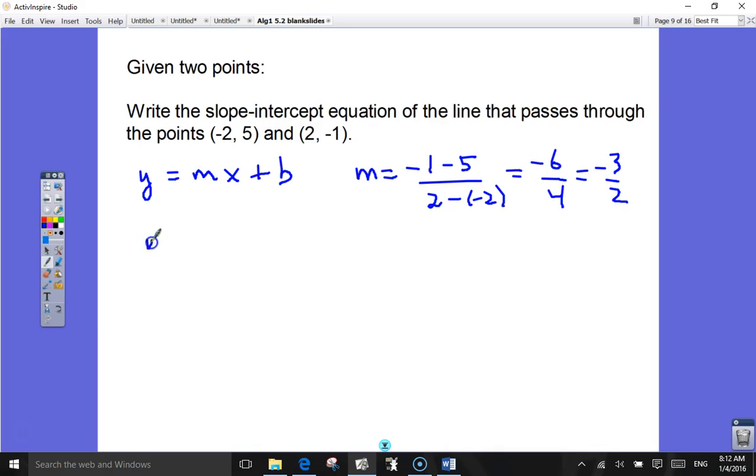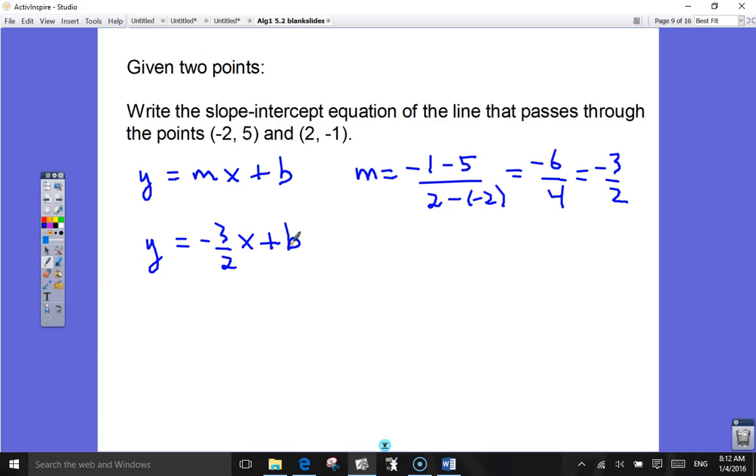So I can plug that in for the m just like we did on the last one. Let's put in -3 halves x plus b. Okay, now what did we do at this point on the last slide? Can you pick any point? Right, on the last slide we had 1 point and we plugged it in for x and y and we solved for the b. But now we've got 2 points.